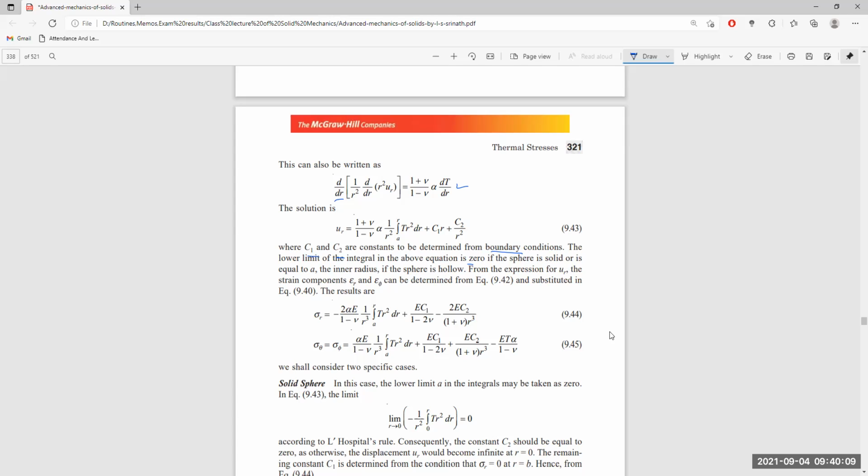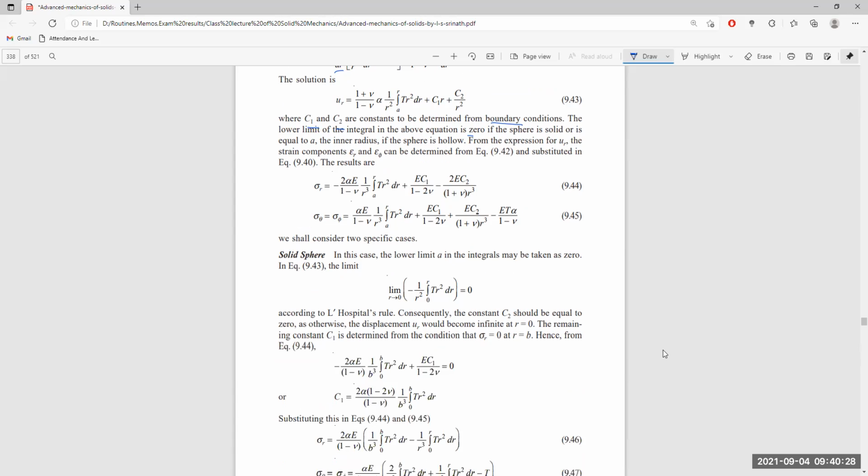What is a solid sphere? In this case, the lower limit A in the integrals may be taken as 0. In equation 4.9.43, the limit becomes minus 1 by R, which is decided to be equal to 0, according to L'Hospital's rule. Consequently, the constant C2 will be equal to 0, as otherwise the displacement UR will become infinite at R equal to 0.